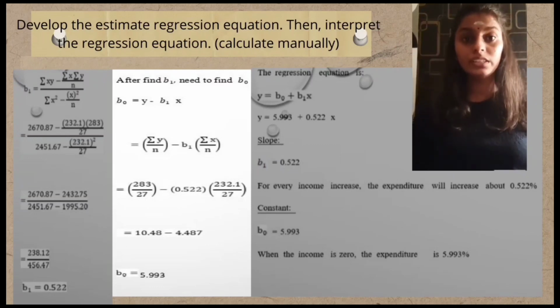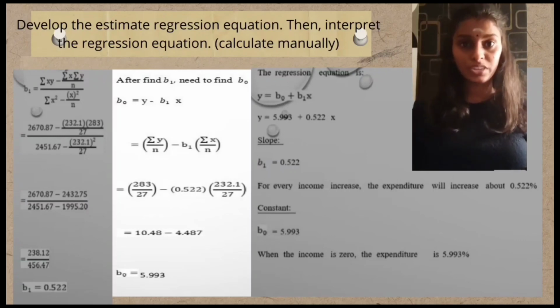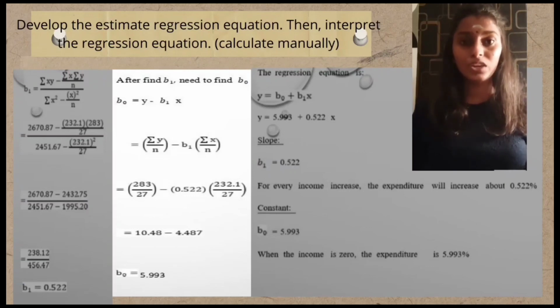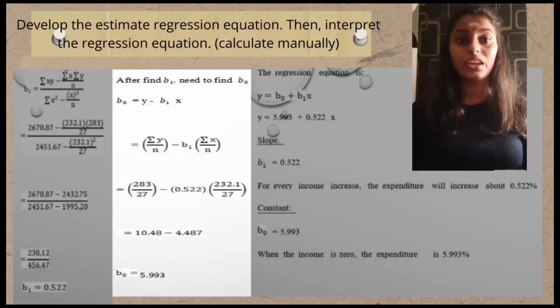After finding B1, we need to find B0, and the formula for B0 is B0 equals Y bar minus B1 X bar, equals summation Y divided by N minus B1 summation X divided by N, which is in bracket 283 divided by 27 minus 0.522 in bracket 232.1 divided by 27, and the answer is B0 equals 5.993. The regression equation is Y equals B0 plus B1 X, which is Y equals 5.993 plus 0.522x.